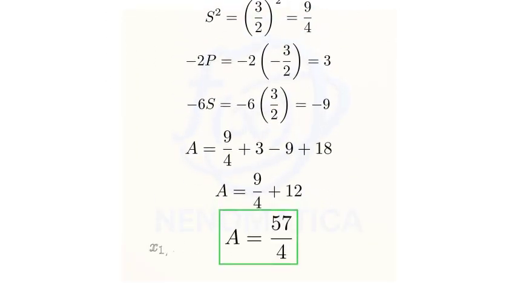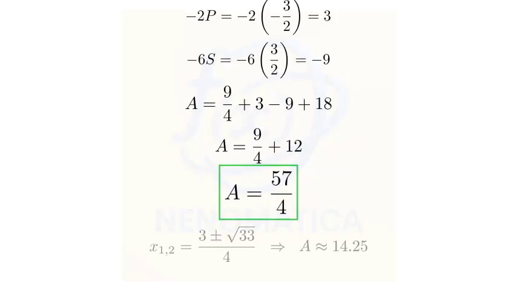As a quick numerical check, the roots are 3 plus or minus square root of 33 all over 4. Evaluating the expression with approximations produces about 14.25, which matches 57 over 4.